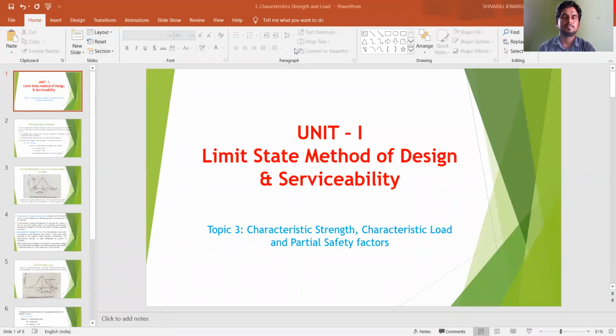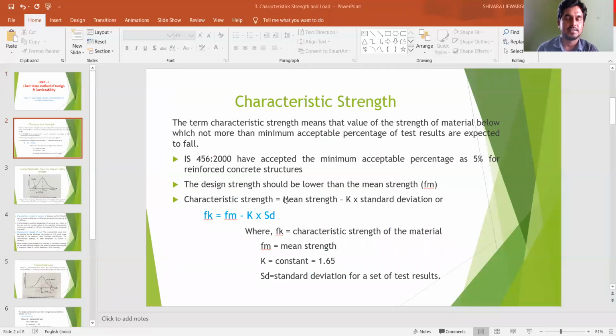Good morning to you. In continuation to Unit 1, topic number 3 is characteristic strength, characteristic load and partial safety factors. We'll move to the characteristic strength.